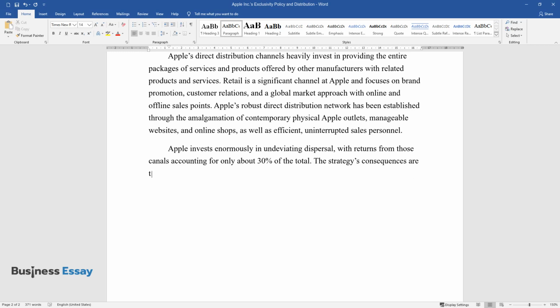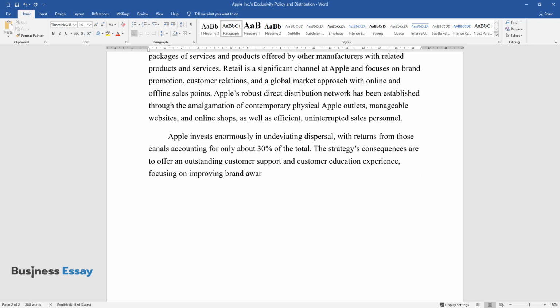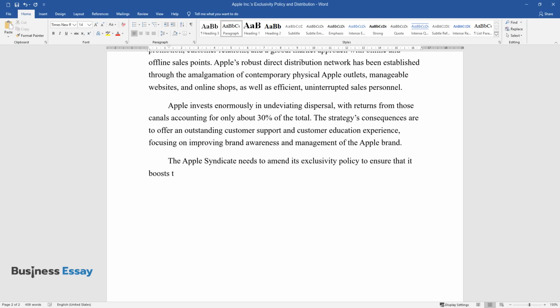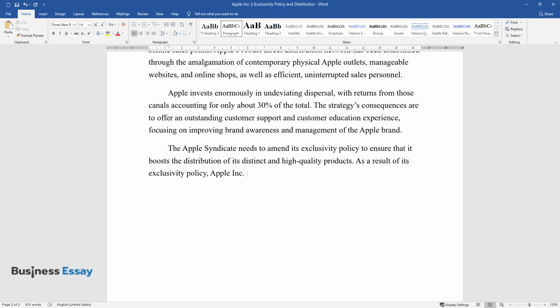The strategy's consequences are to offer an outstanding customer support and customer education experience, focusing on improving brand awareness and management of the Apple brand. The Apple Syndicate needs to amend its exclusivity policy to ensure that it boosts the distribution of its distinct and high-quality products. As a result of its exclusivity policy, Apple Incorporated has a limited distribution network.